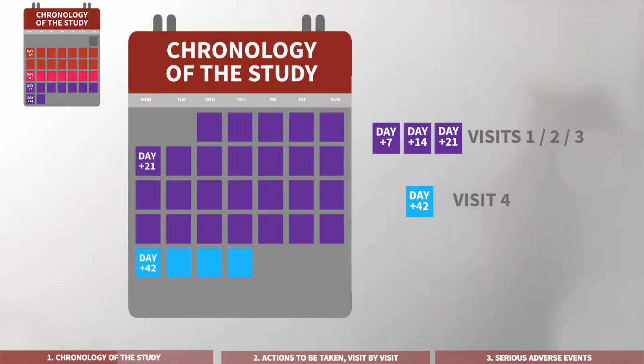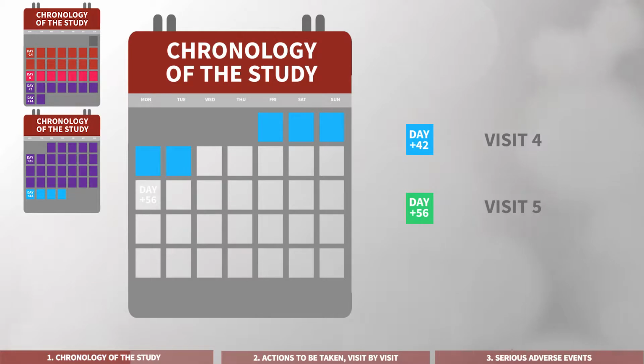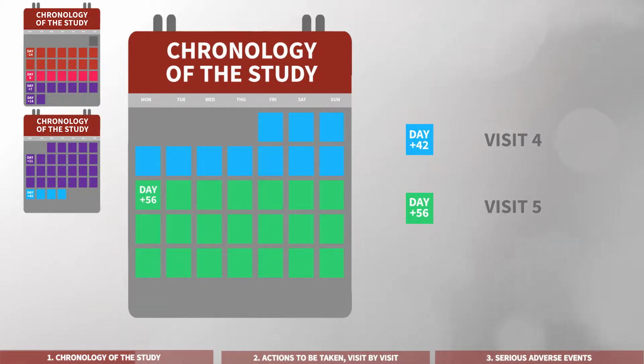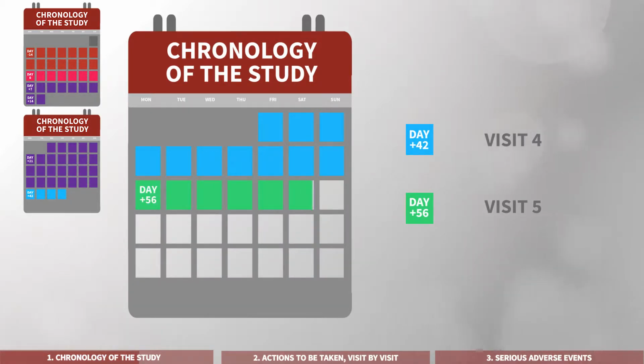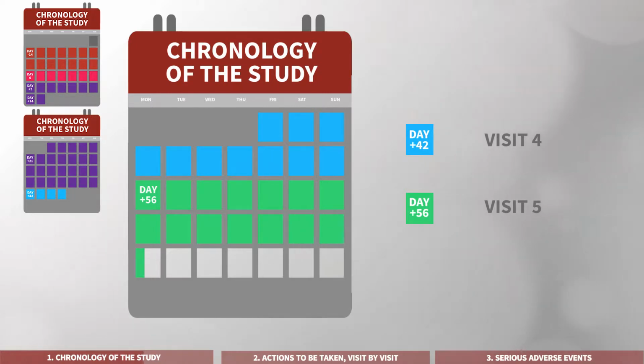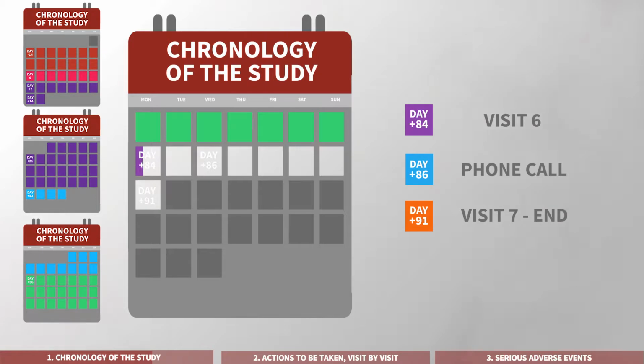Visit 4 and Visit 5. Visit 4 will take place 3 weeks after Visit 3 at D+42. Visit 5 will take place 2 weeks, 14 days, after Visit 4 at D+56. Visit 6. Visit 6 will take place 4 weeks after Visit 5 at D+84.